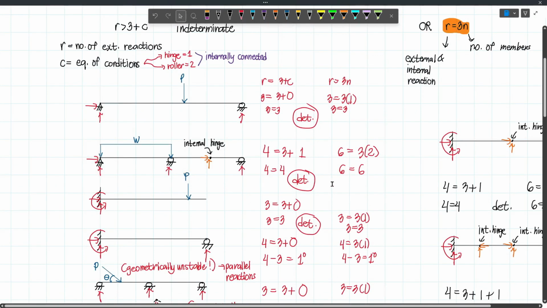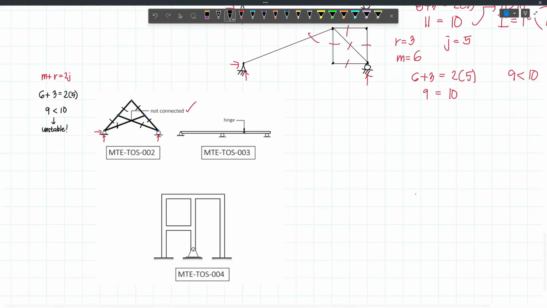Again, I will go back to this example. Although it is externally determinate, usually once there is an internal hinge, it is automatically considered internally unstable. Now, that is in the book of Kassimali. But we are only interested in external determinacy. That is also what is asked in the board exam. Now, the last topic for discussion will be frames.